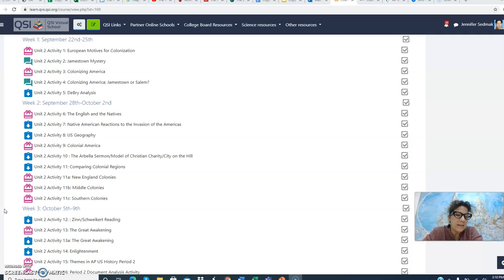In week 1, you looked at some of the motivations for colonization. You looked at the first permanent settlement and some of the struggles that they faced in Jamestown. And you also then had to consider, if you had the choice between moving to Jamestown or Salem, which was in Massachusetts, which of the two you would choose. They both had a significant degree of problems, and in deciding which one you would move to, you had to weigh and compare which area would be better.